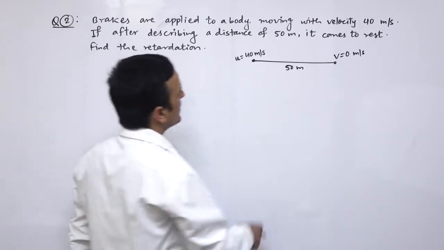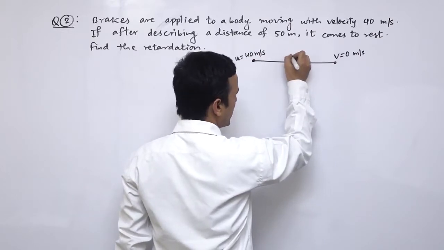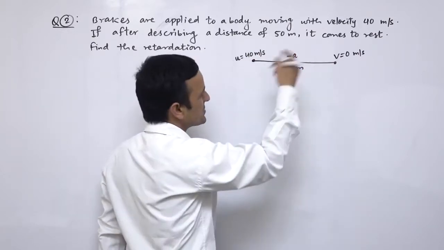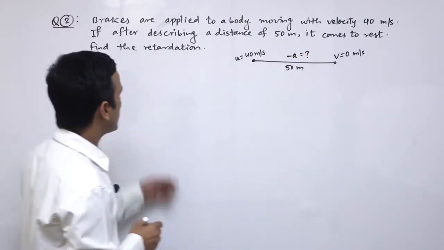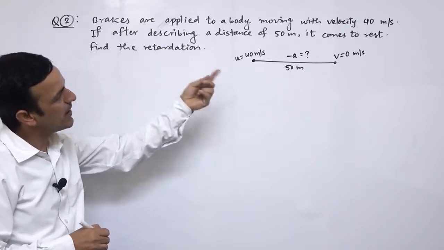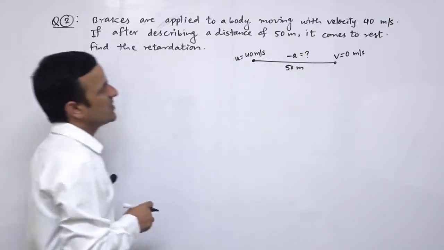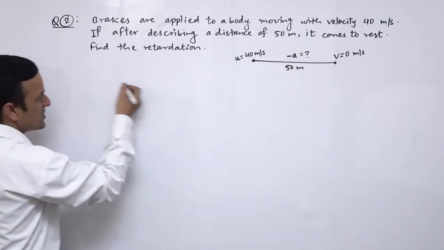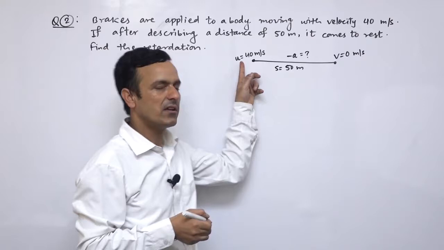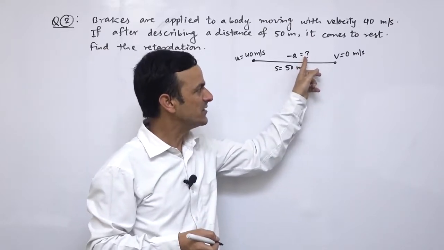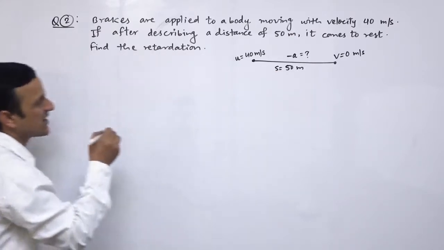Find the retardation. Now as the velocity decreases, our acceleration or retardation: acceleration means positive value, retardation means negative, minus a. So its value is what? Retardation is negative acceleration, minus a. If acceleration decreases then it is retardation. So minus a is equal to what. So these are the questions. So distance covered by body, covered means it is s. So we have given initial velocity, retardation, final velocity and distance covered by body. So these are the information.